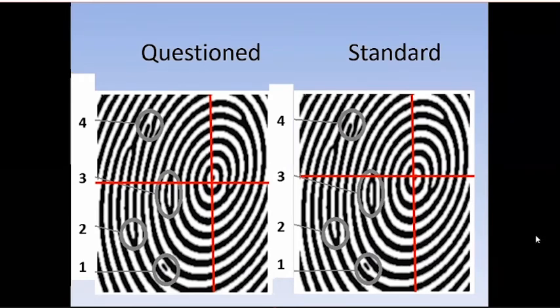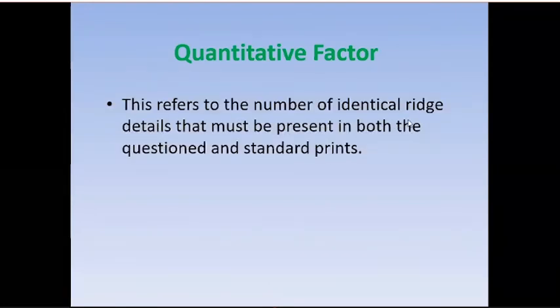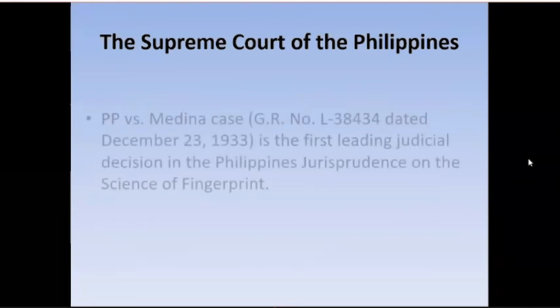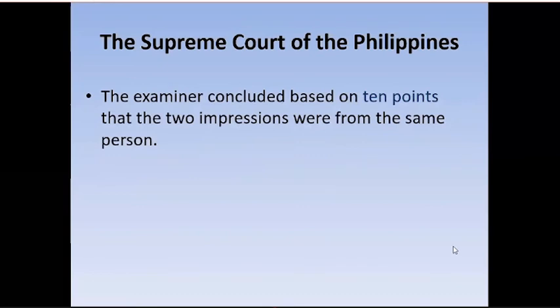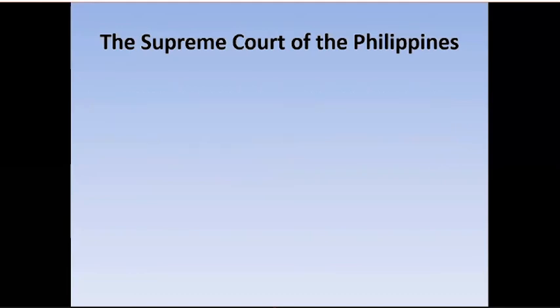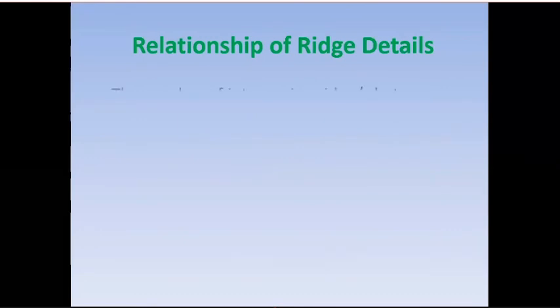Di ba? Okay. Next is the quantitative factors. This refers to the number of identical ridge details that must be present in both the question and standard print. Ito na yung Supreme Court. Di ba? Kailangan natin ng 10. People versus Medina. Yan. So, lagi ang reference natin. Para 10 lang ang gagamitin natin. The examiner concluded based on 10 points that two impressions were from the same person. The Supreme Court held that the correspondence of the fingerprint is admissible for the purpose of proving identity.